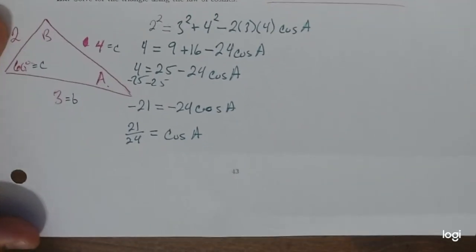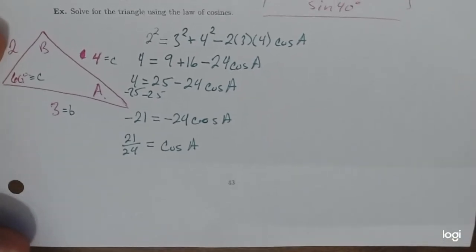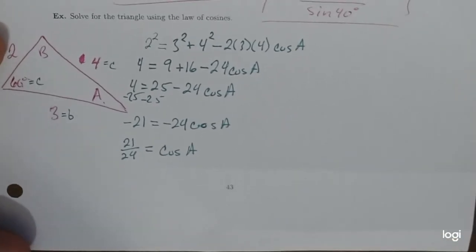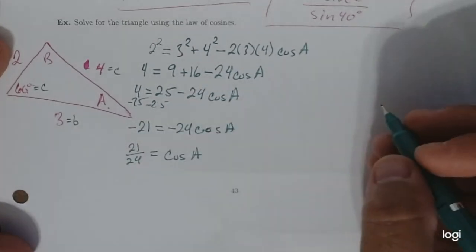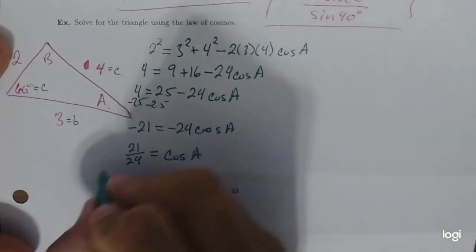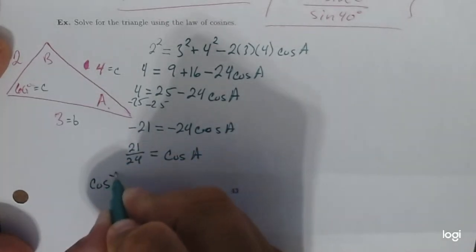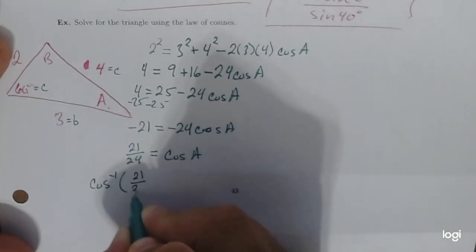Now remember, we want A by itself, right? So what we have to do is solve for A. Well, we talked about this, right? So how do we get rid of cosine? Well, we can cancel it by doing its reciprocal, or the inverse, or use cosine inverse. So how we're going to do this to cancel this out is we're going to do cosine inverse of both sides. So it's going to look like this.